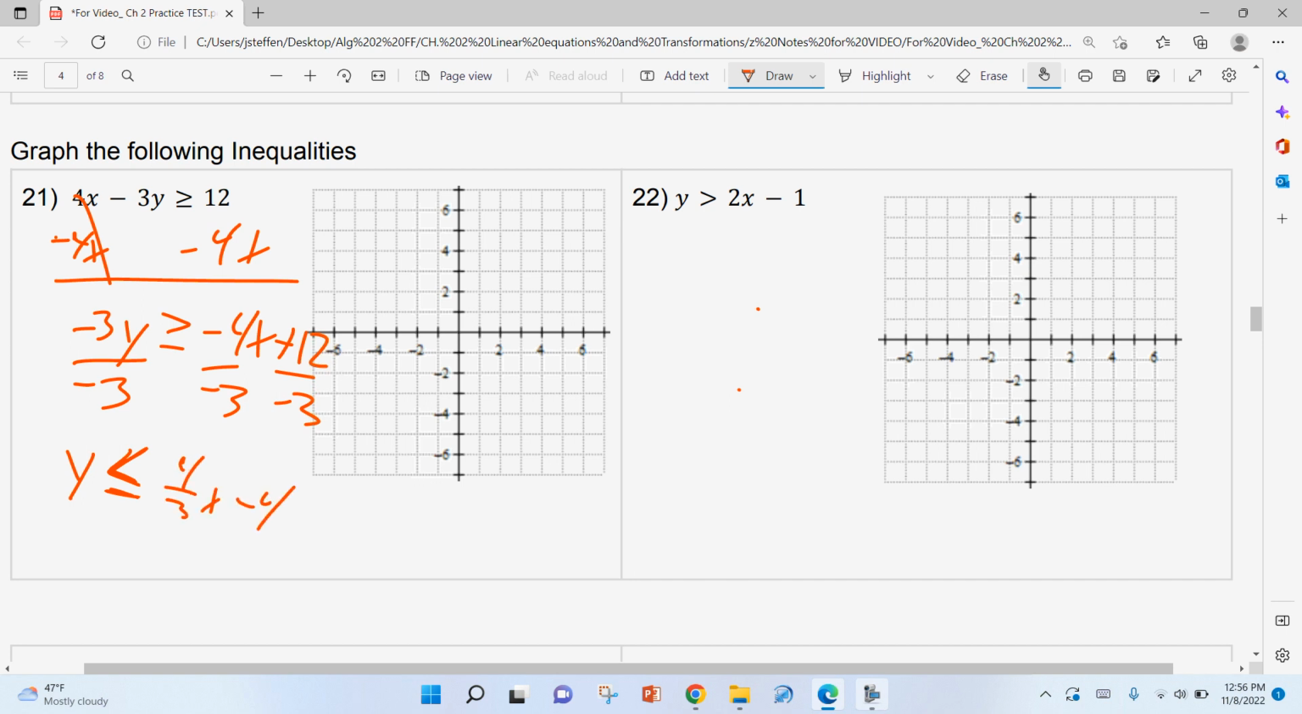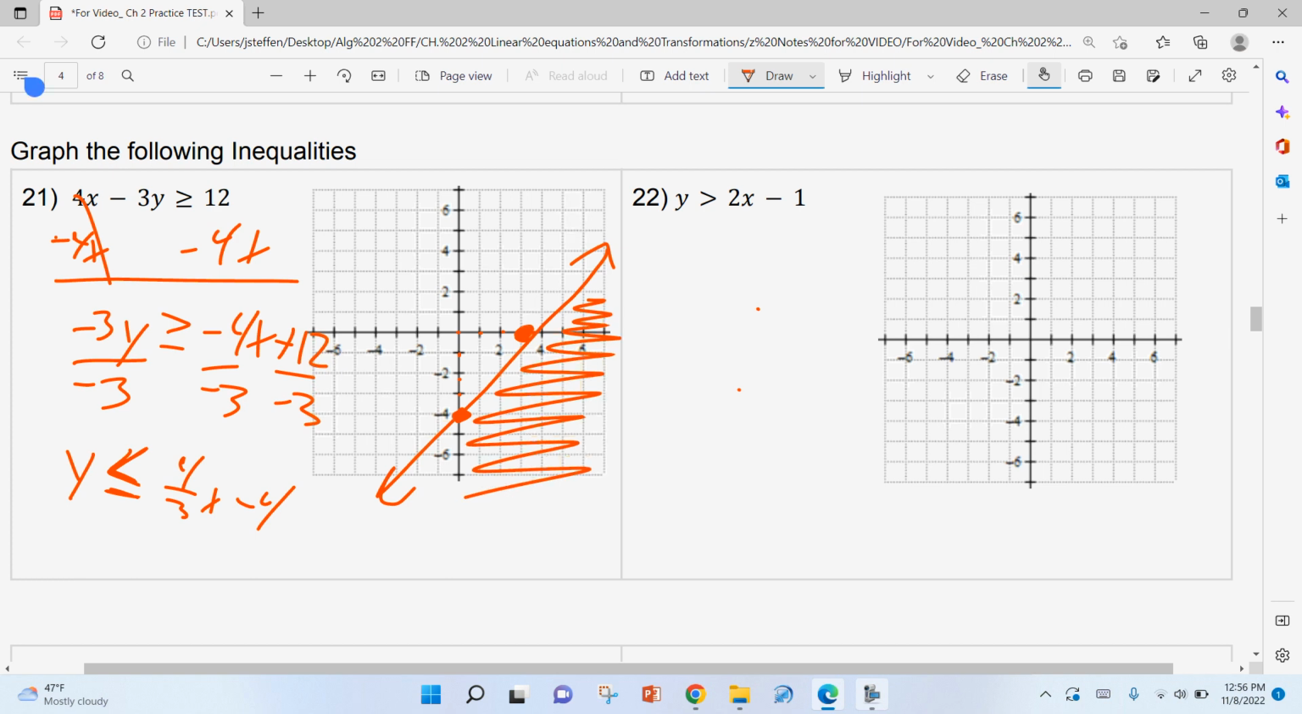So now my minus 4 is down here. I go up 1, 2, 3, 4 over 1, 2, 3. It is a solid line. Last but not least, y is less than, so we shade below this line. So that's how I would highly recommend doing it.